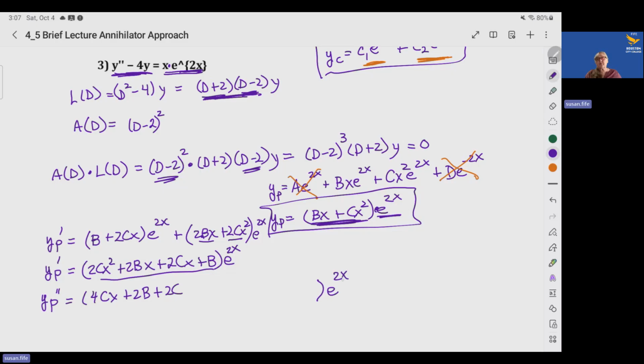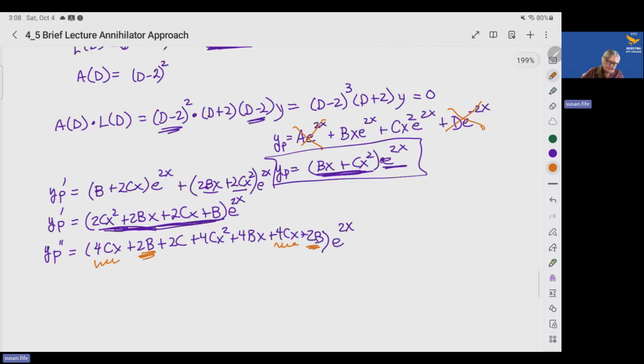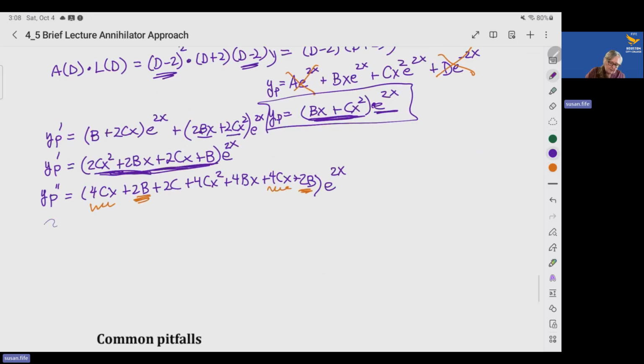and then plus the derivative of e to the 2x is going to carry a 2 down, and then each of these terms are going to be multiplied by 2 to give me 4cx squared plus 4bx plus 4cx plus 2b. So there I do have some like terms. My 2b's are like terms. My 4cx's are like terms. And that's it. So I can simplify that just a little bit.